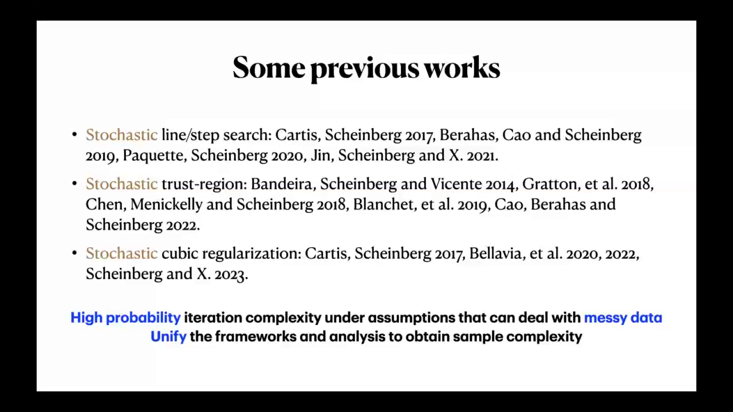What does that mean? In previous works in the literature, usually people study the iteration complexity only in expectation. Also, the requirement for the function value estimates is usually pretty stringent. For example, many works assume the function value error or noise is bounded in every iteration. In one of our works, we extend this assumption to allow the function value estimates to have unbounded error, as long as it follows a light tail distribution. We also show that the iteration complexity can be obtained not only in expectation, but also in overwhelmingly high probability. Another work we did is unifying the framework and analysis to obtain the first sample complexity results for all of these methods.